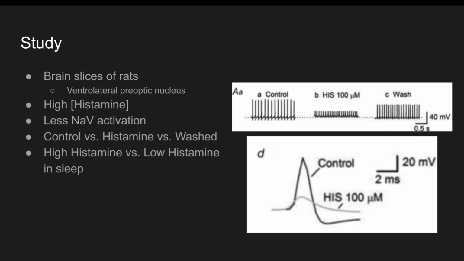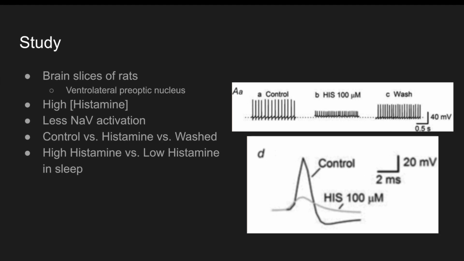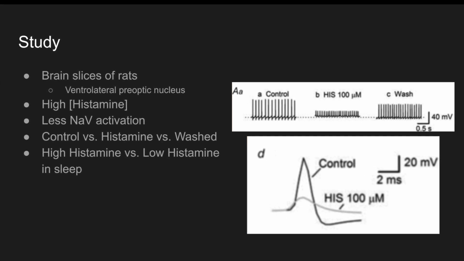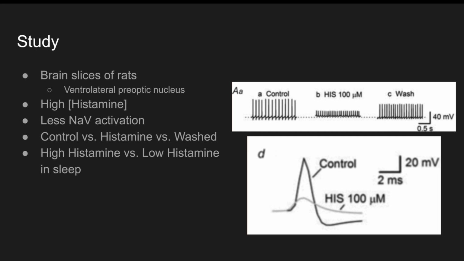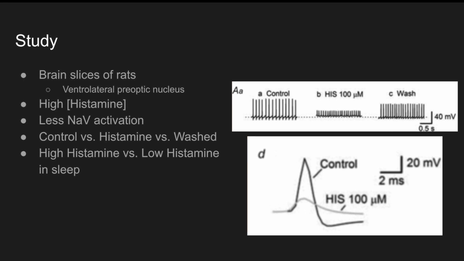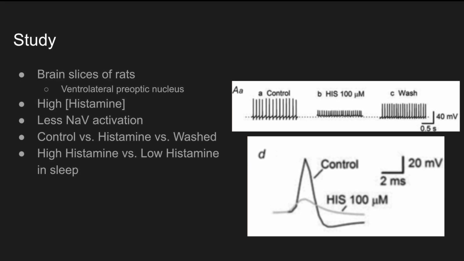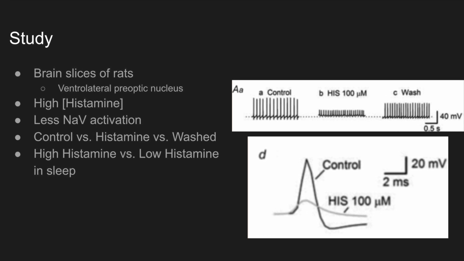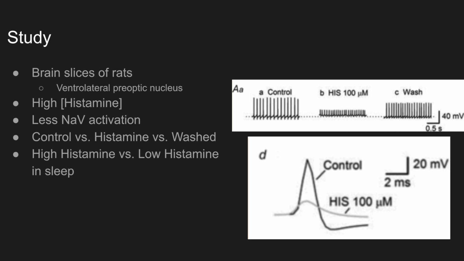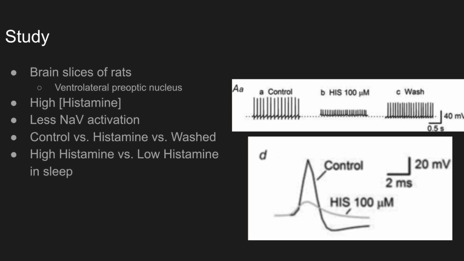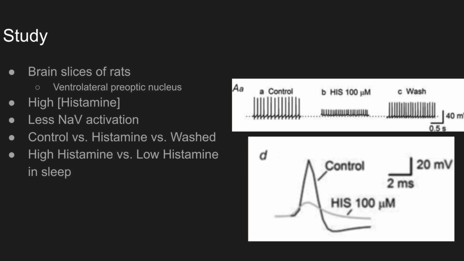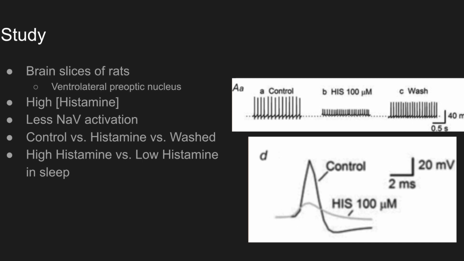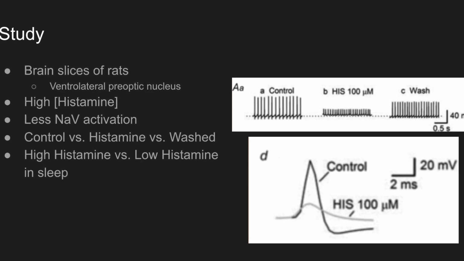Our study was performed using the brain slices of rats, specifically looking at the ventrolateral preoptic nucleus. Pieces of tissue were placed in high histamine concentrations and then studied to see their voltage potentials. Overall, it could be seen that fewer voltage-gated sodium channels opened, meaning that there is less depolarization in the studies with histamine. Even after the samples were washed, you could still see a 42% decrease in depolarization, meaning that there is less voltage created.